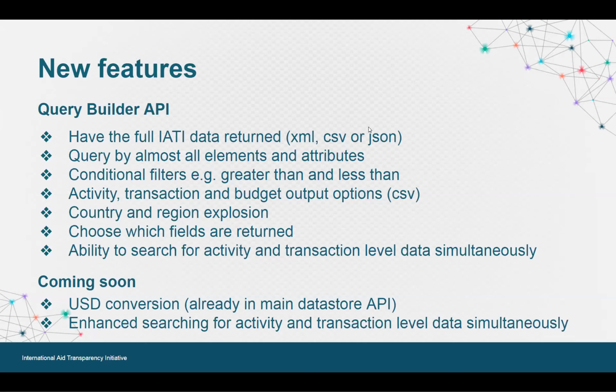However, this can be hard to separate out using tools such as Excel. The explosion option repeats an activity for the number of sectors or countries published in that activity. Currently, you can do this for sector or for country, but not both at the same time. This, along with the recipient region option, is a feature we'd like to add soon.